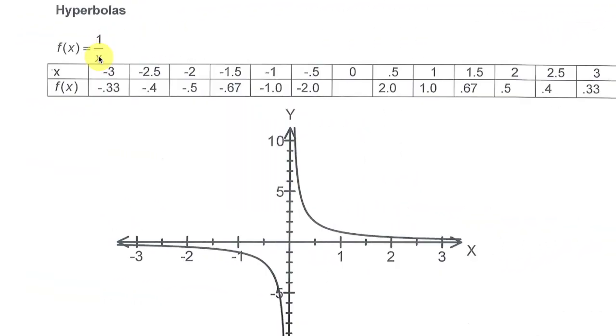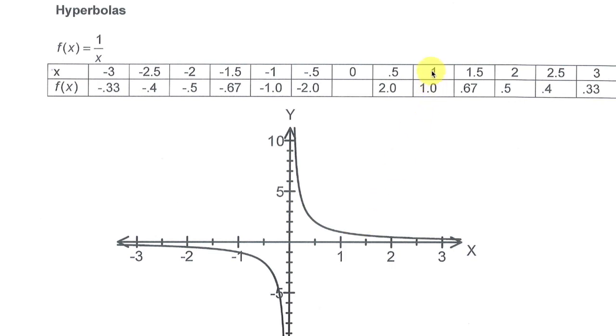y equals 1 over x. Firstly, let's consider x equaling 0. For x equaling 0, we'll have 1 divided by 0. We're trying to evaluate how many times 0 would fit into 1, and we can't come up with an answer for that. So therefore we say that the function is undefined, and there is a vertical asymptote at x equaling 0.